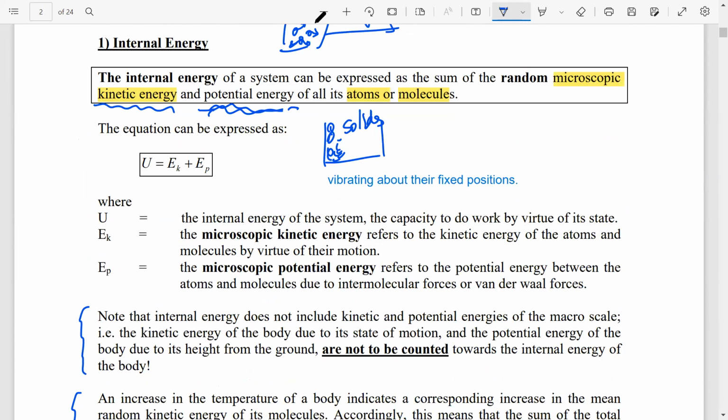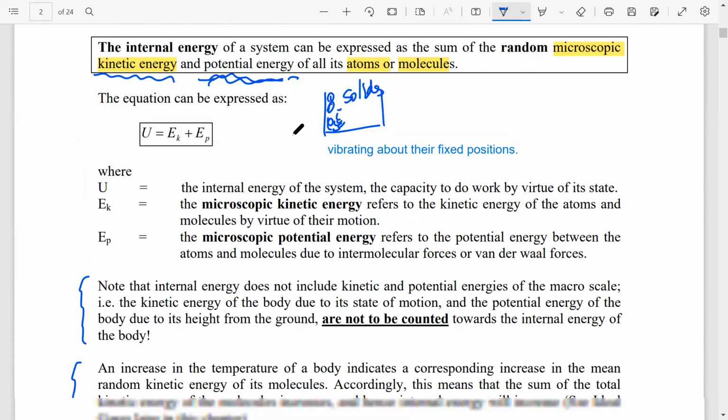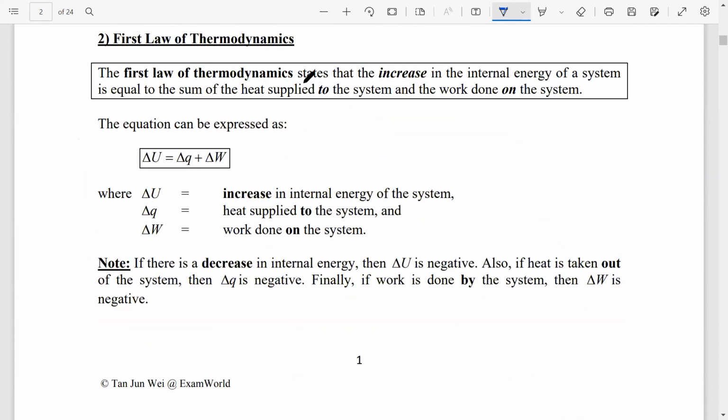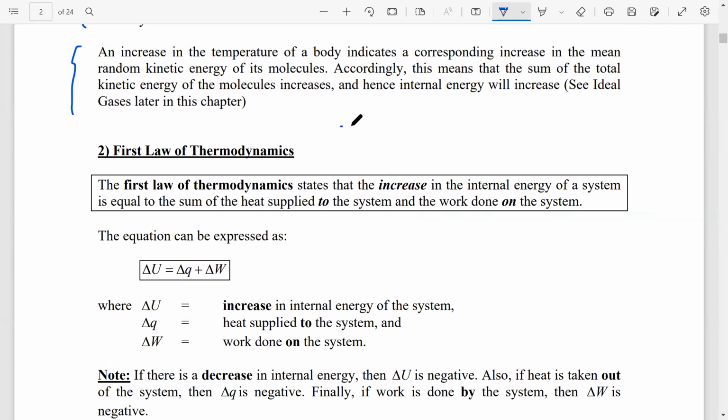Next we'll be looking at this thing called the first law of thermodynamics. Now, in thermodynamics, there are actually, I think, three laws, but of which there's something called the zeroth law of thermodynamics. I think there's four laws, but never mind. We'll look at the first three laws.